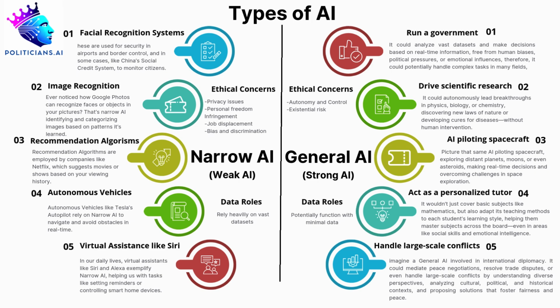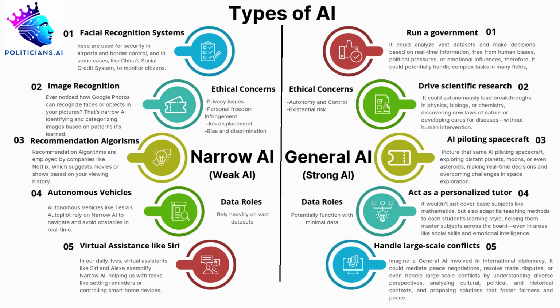Moreover, recommendation algorithms are employed by companies like Netflix, which suggests movies or shows based on your viewing history. In the realm of transportation, autonomous vehicles like Tesla's autopilot rely on narrow AI to navigate and avoid obstacles in real time. In our daily lives, virtual assistants like Siri and Alexa exemplify narrow AI, helping us with tasks like setting reminders or controlling smart home devices.